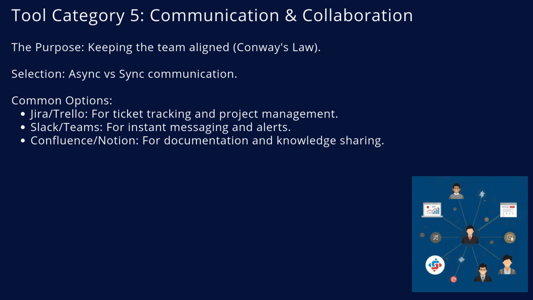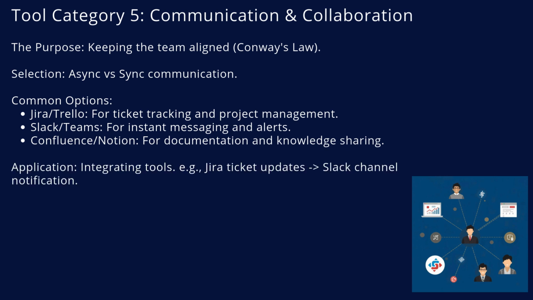Trello is a lighter option for smaller teams. Slack or Teams are for communication. Confluence or Notion are for documentation. Applying these involves integration. A master engineer connects them. When a build fails in GitHub Actions, it sends a message to Slack. When a code review is requested, it updates the Jira ticket. This glue holds the team together.